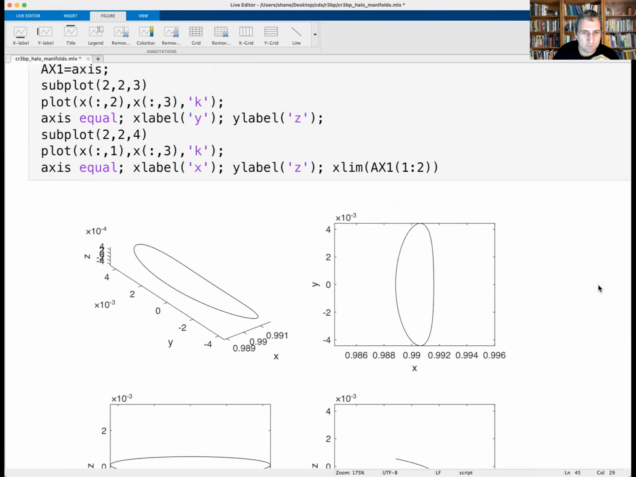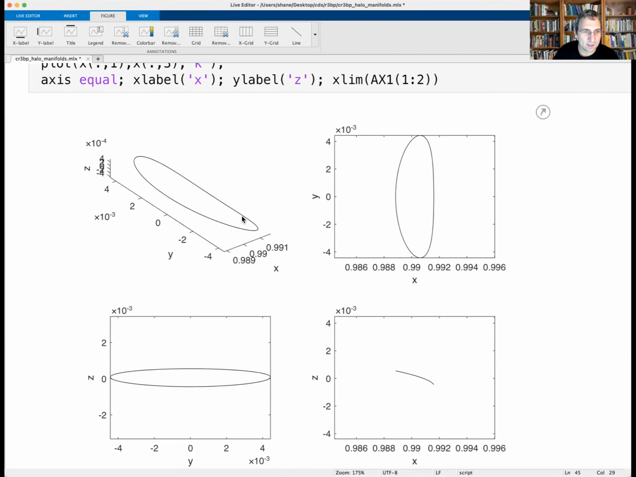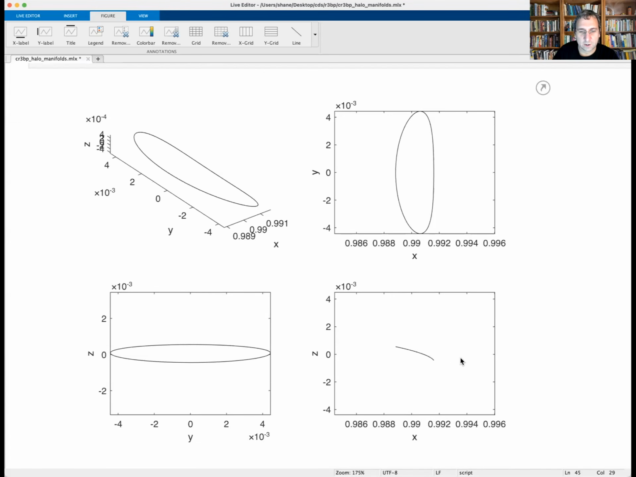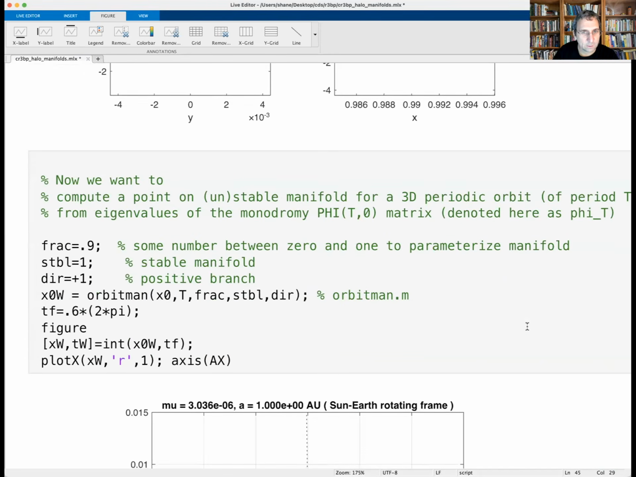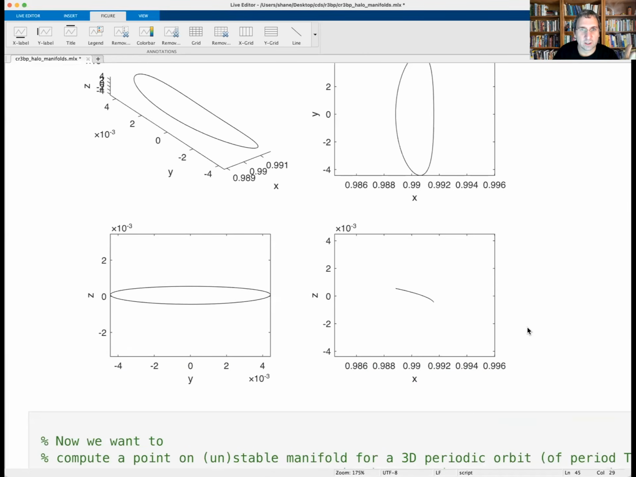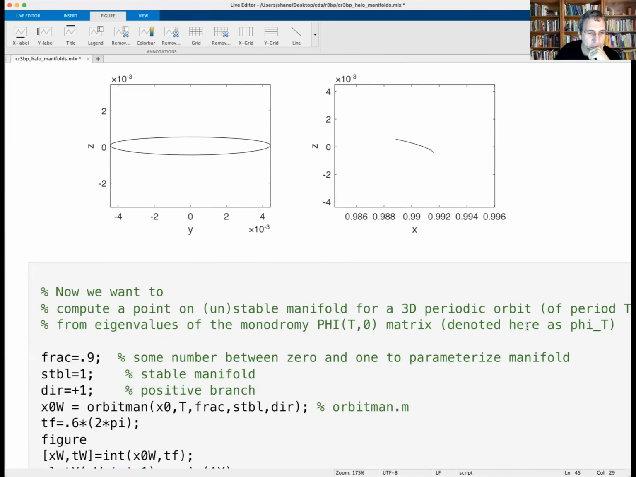I'm just showing the same halo orbit, but now you've got the 3D, and then 3 different projections. So this one, you'd call this northern halo. So there's a mirror image solution too, which would be a southern halo. And once you've found the northern one, you can get the southern one just by applying some symmetries. So now that we've got this periodic orbit, now let's compute the stable manifold.